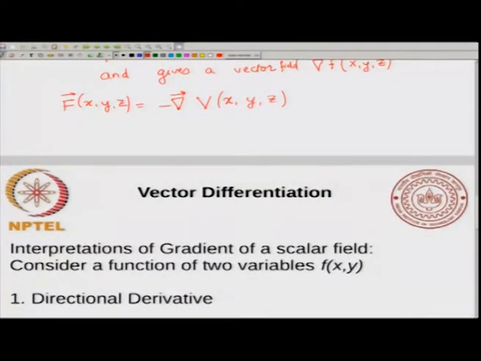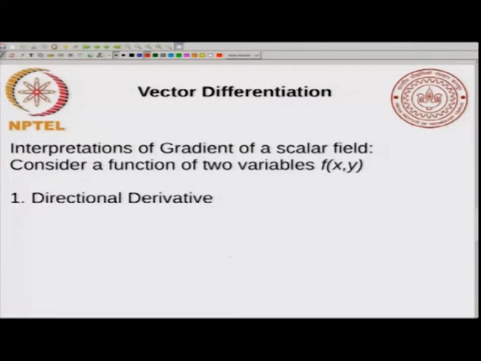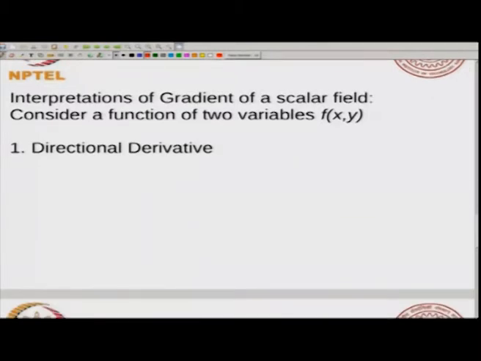Okay. So now what is meant by the gradient? In order to interpret the gradient, we'll just consider a function of two variables x, y. So suppose you have a function of two variables, then how do you imagine the gradient? The gradient of f is given by i ∂f/∂x plus j ∂f/∂y. So it is a two dimensional vector. This is what the gradient looks like. So how do you interpret this gradient?